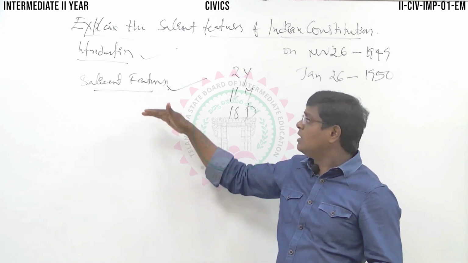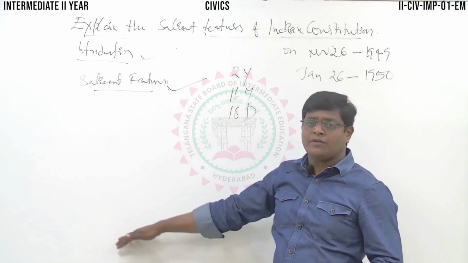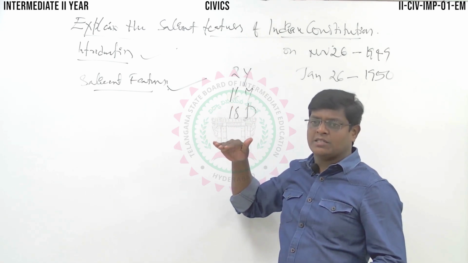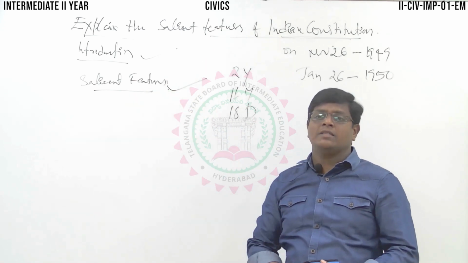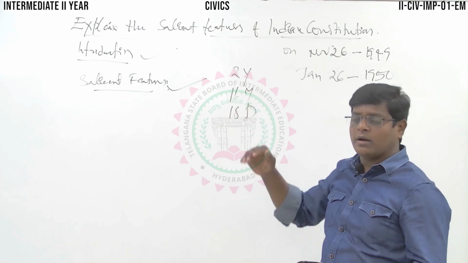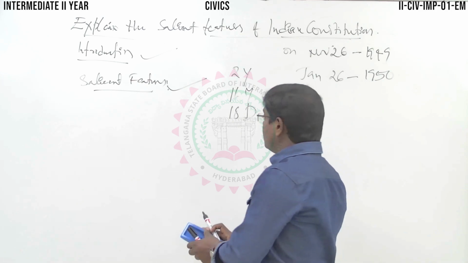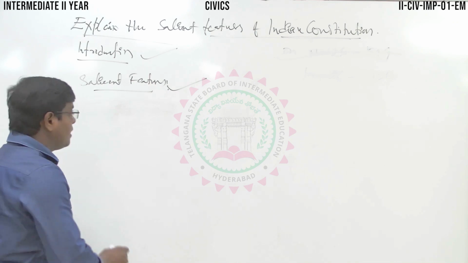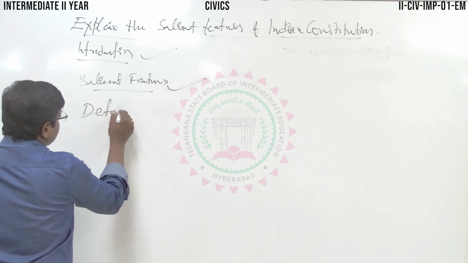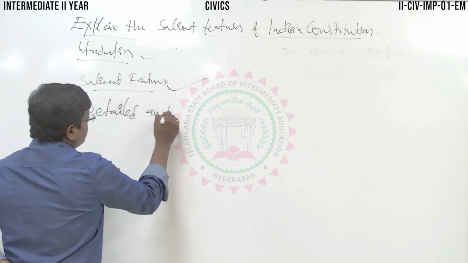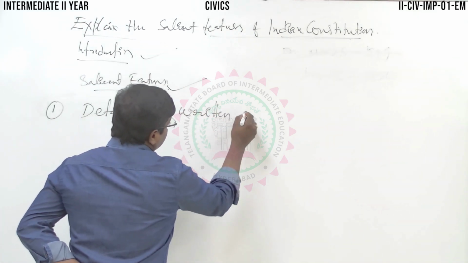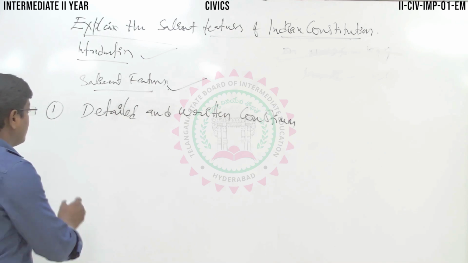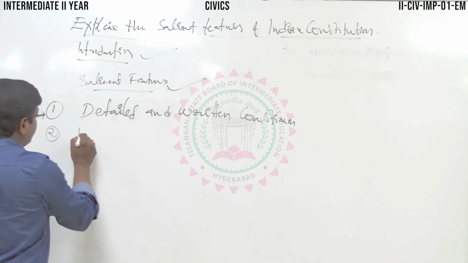There are two methods actually. If you want to list out the entire salient features at a glance, then you have to select them one by one for the explanation. Otherwise, we can directly explain the salient features one by one. Okay, go with the second method, that is explanation of salient features one by one. First salient feature is detailed and written constitution. Written constitution. Detailed and written constitution.